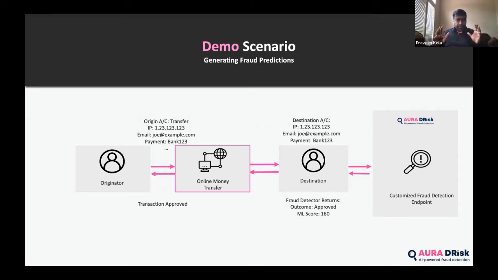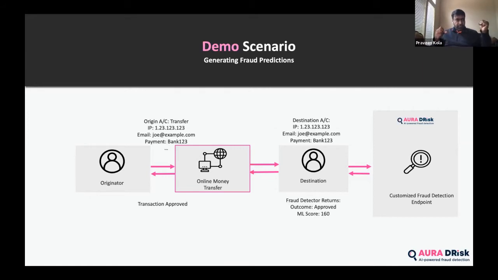The scenario is this. This company is similar to PayPal, an online money transfer company. They handle online money transfers. You have an originator account and a destination account. Money goes from one account to the other. In a perfect world, it should work, right? But in the world we are living in today, you see how many varieties of fraud happen with simple money transactions.